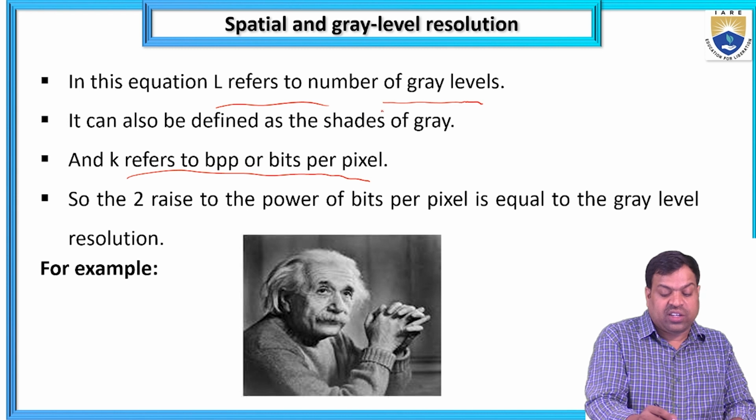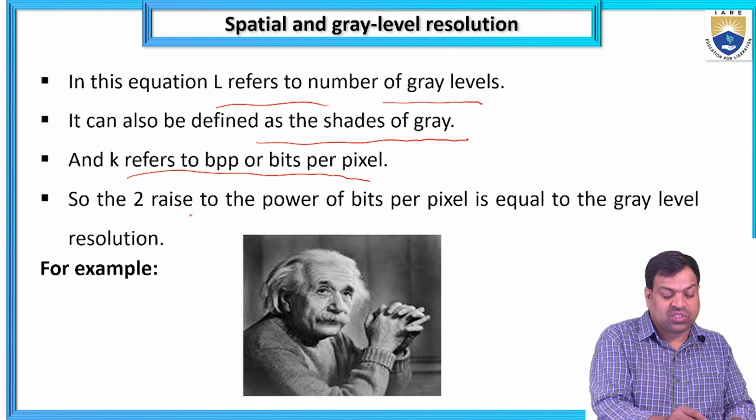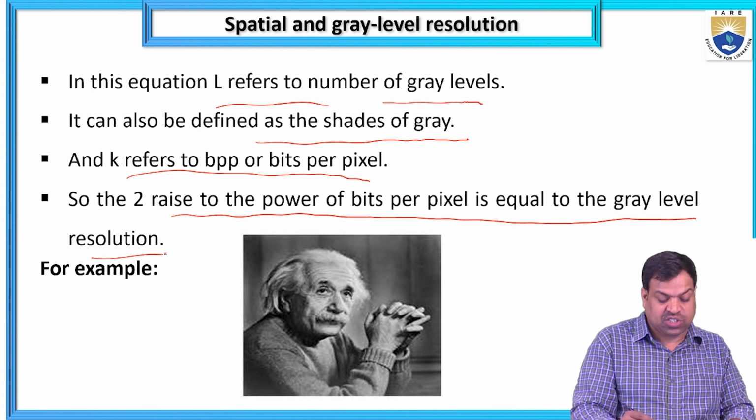So in this equation, L is the number of gray levels, which can be defined as the shades of gray, and K refers to the bits per pixel. So 2 raised to the power of bits per pixel is equal to the gray level resolution. It is one example of an image.